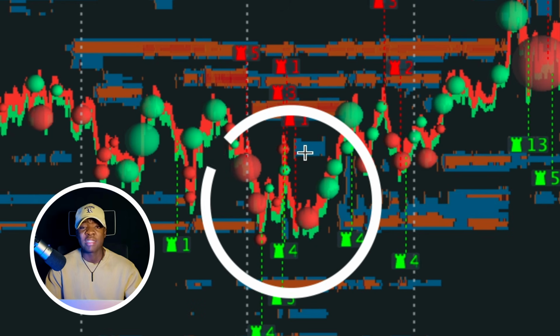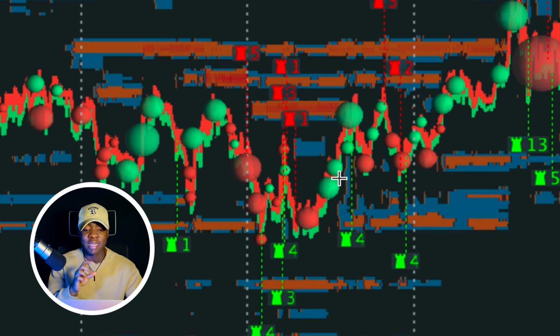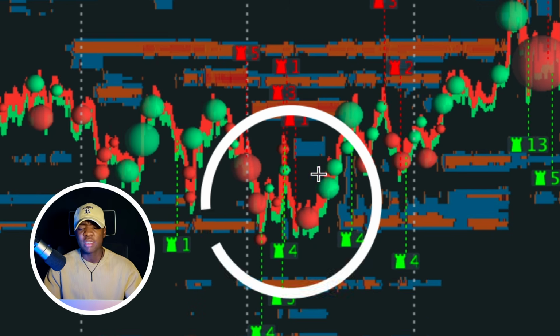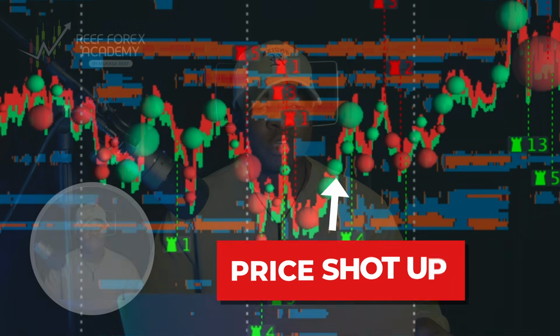These are not just colors, these are not just bubbles, these are actual transactions that you see in here that you cannot see with the TradingView chart. So after we got this, these are very simple things. Just look at colors, bubbles, numbers. So price after that shot up and we got into that buy.